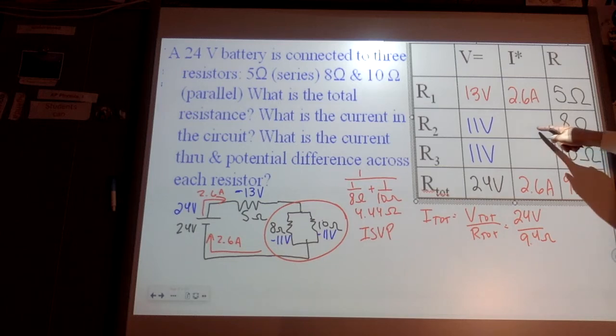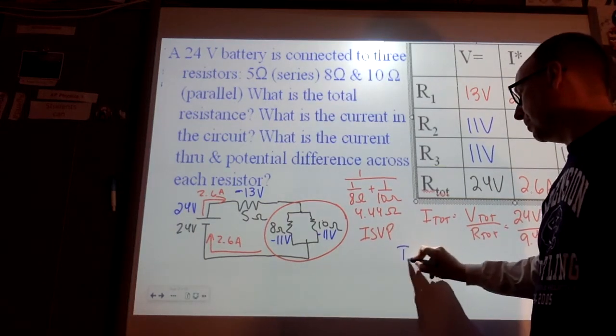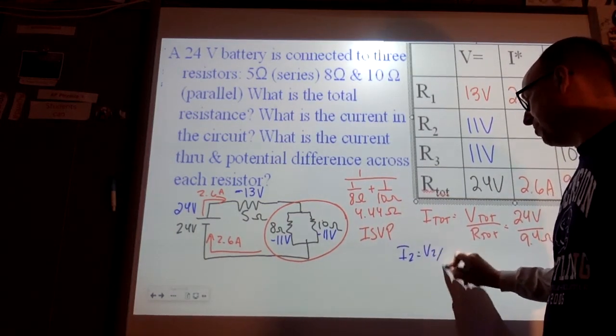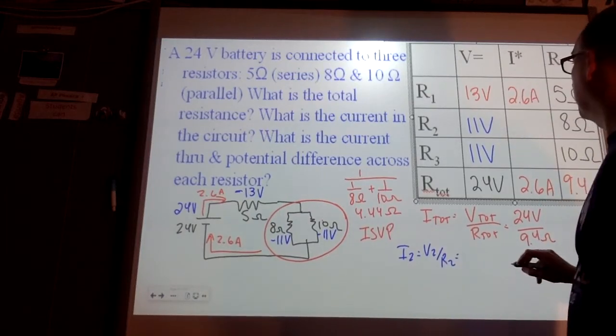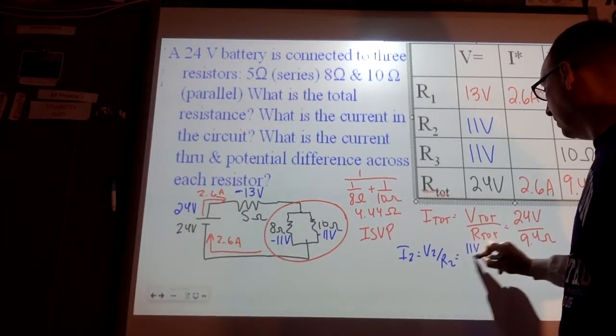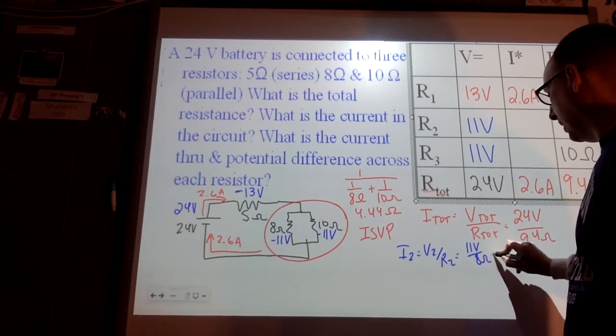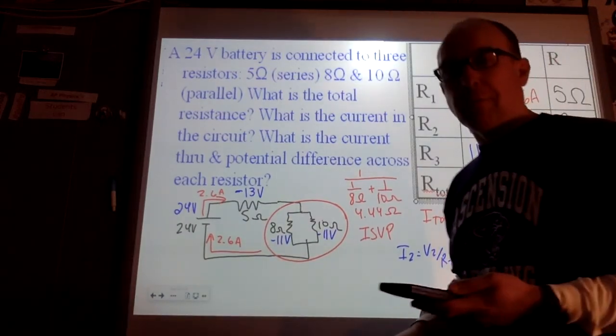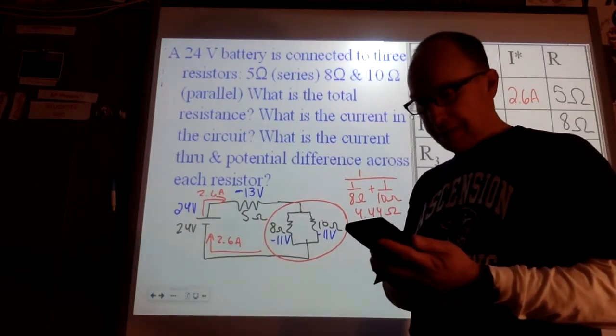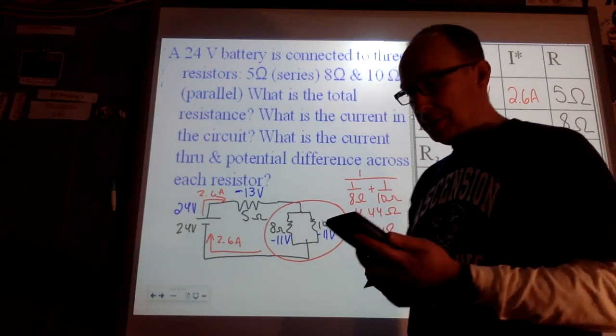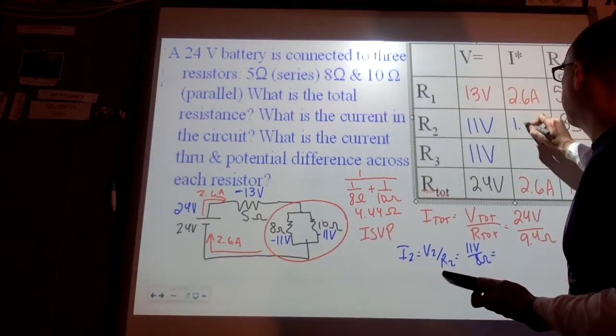And so I can get I2 by taking V2 over R2, which would be 11 over 8. If you had a better physics teacher, he would pick rounder numbers, so we wouldn't have to be dealing with all of this. I got 1.4.